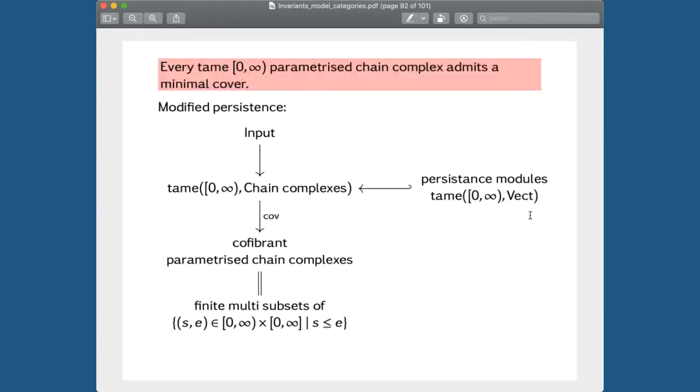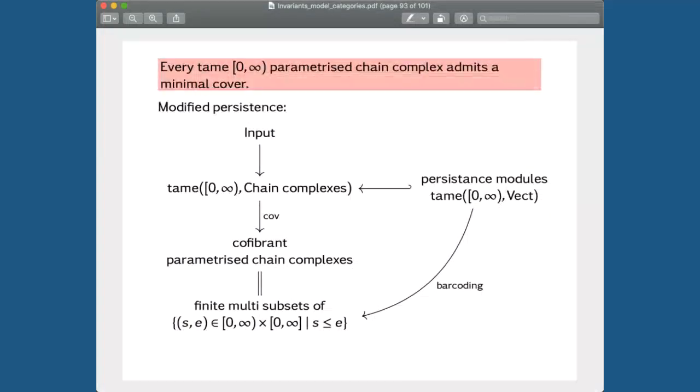All these chain complexes constitute in degree zero. So we can wonder what is that composition. If I transform a persistent vector space, a persistent module, into a parameterized chain complex, take a cofibrant approximation, and identify it with a finite multi subset, what do you get? You actually get the usual barcode.